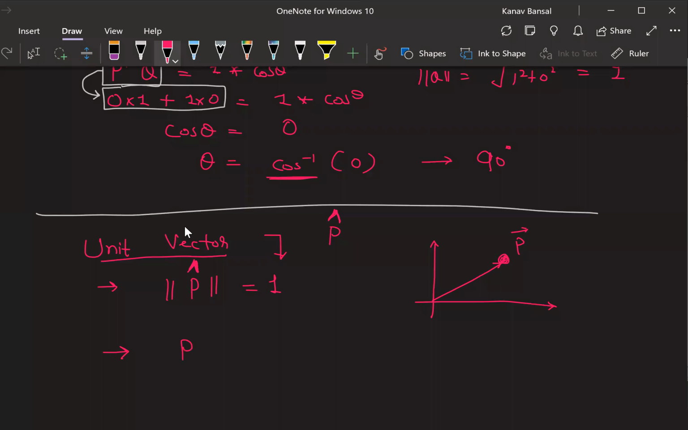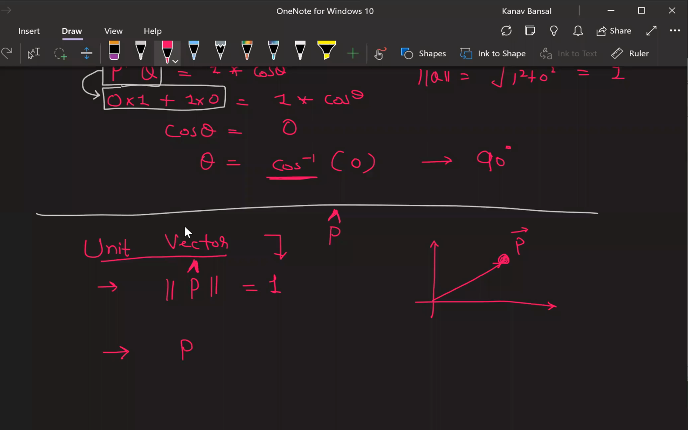And what is the length of the p vector? Can anyone give me the length quickly? The length of the p vector is the square root of 3 squared plus 2 squared. 3 squared is 9, 2 squared is 4, and 9 plus 4 is 13, so the square root of 13. Yes or no?